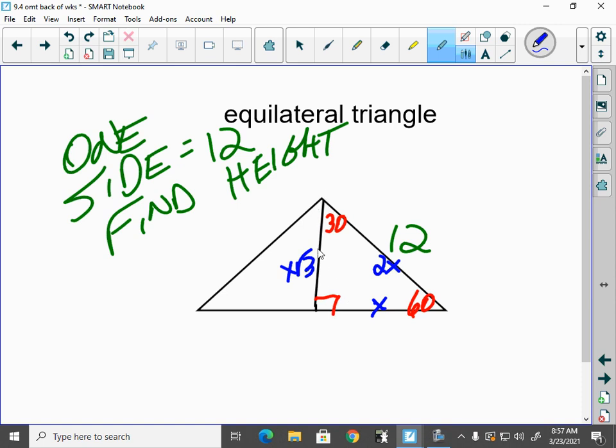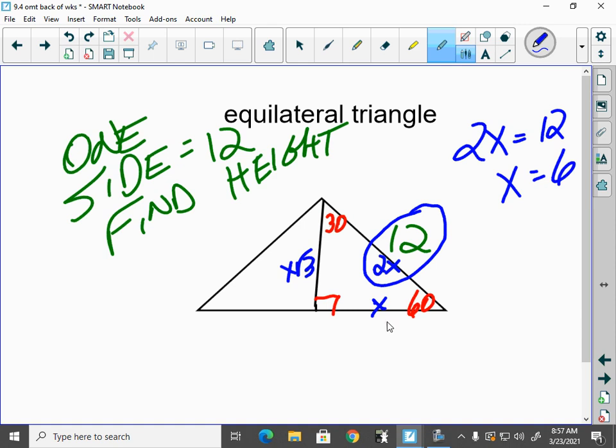So the height of the triangle is the perpendicular height. All right, so circle these two. So 2x equals 12. That means 1x is 6. I don't need to put that there, but the height would be 6 square root of 3.